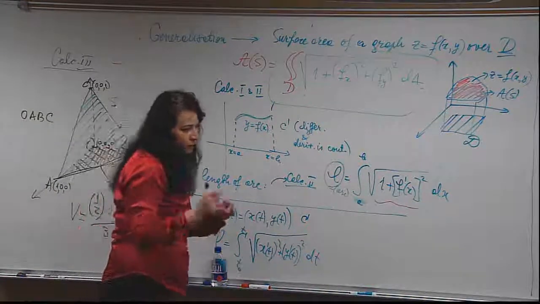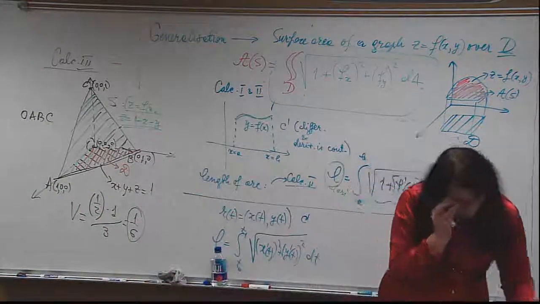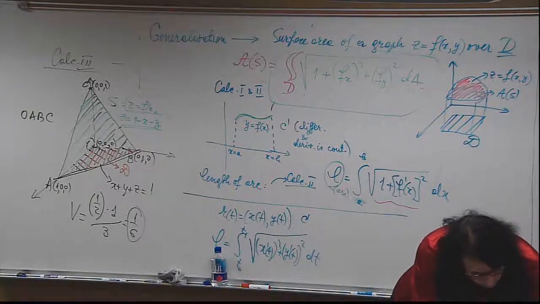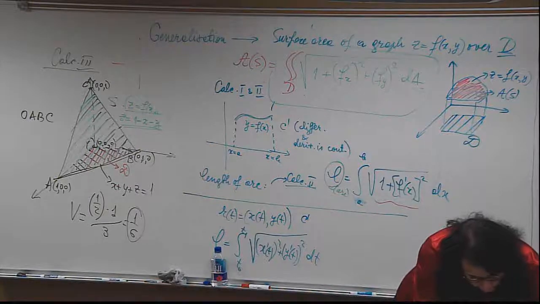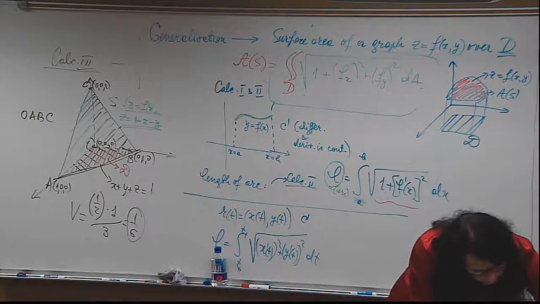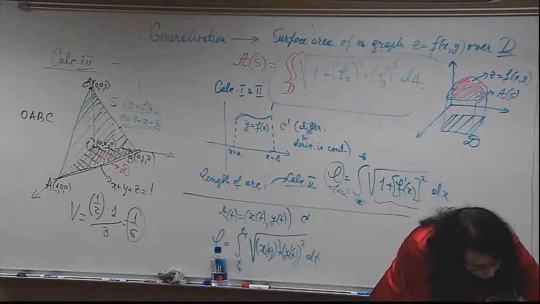Okay, so if you want the area of a patch of a surface, that's section 12.1. It starts at page 951, and it ends at page 957. It's only like 7 pages. Okay, so it's not hard.